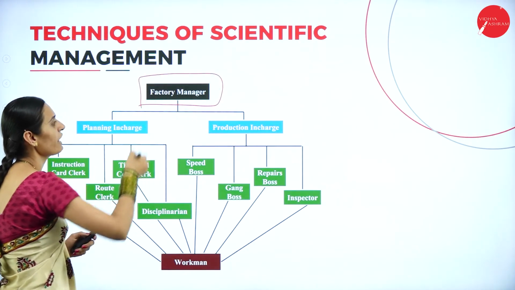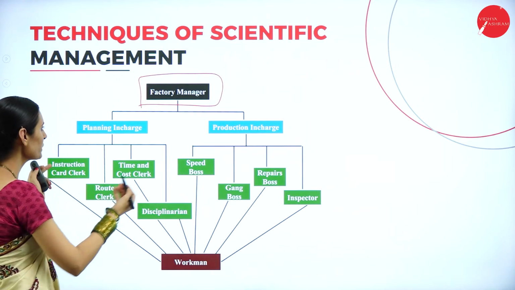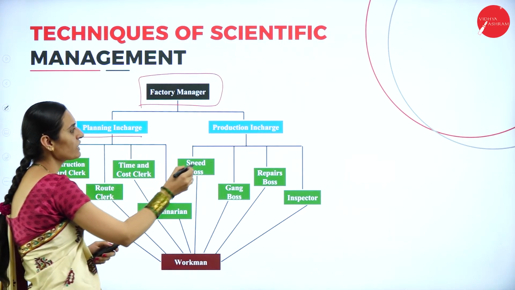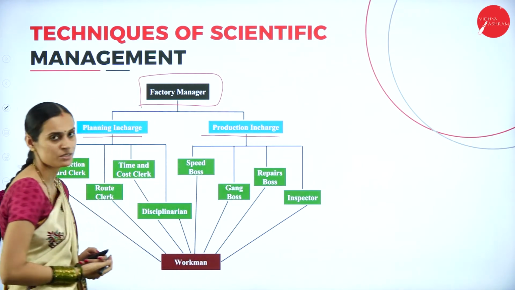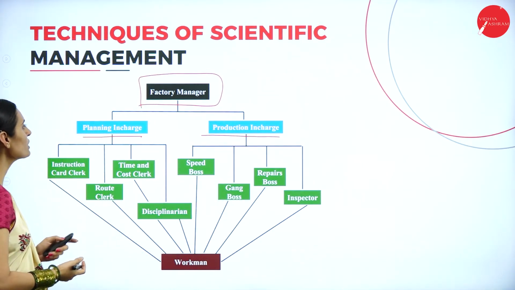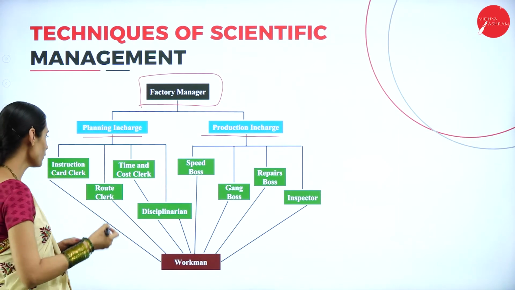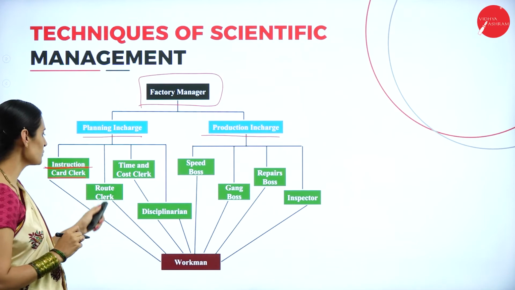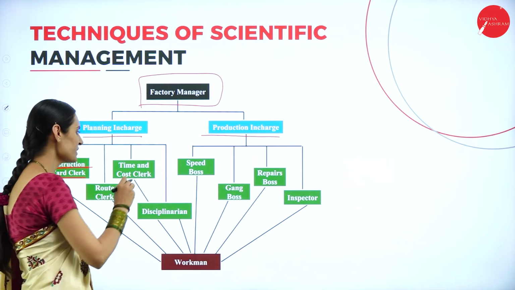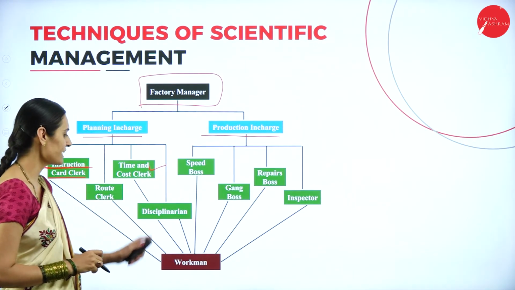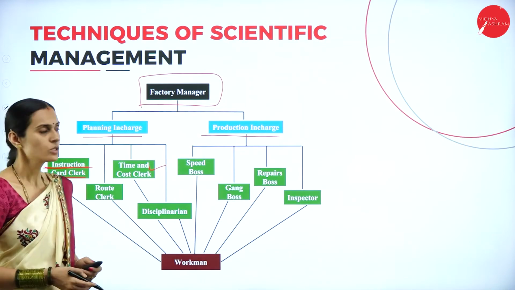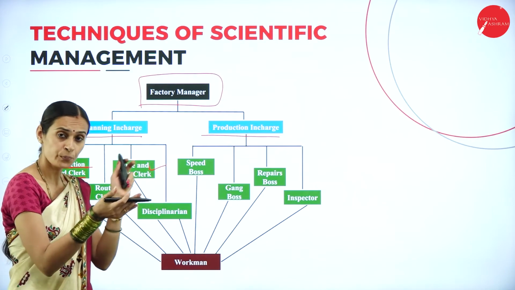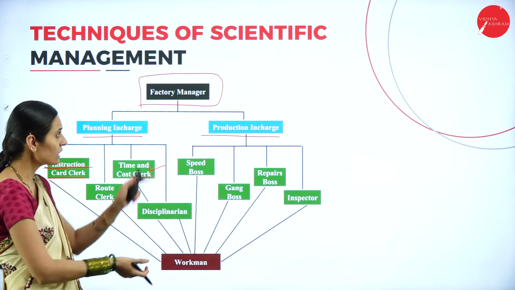Okay, the factory manager has two important wings: one is planning in charge and another is production in charge. If you consider planning in charge, there are four types: one is instruction and card clerks, second is route clerk, next is time and cost clerk, and next is disciplinarian.